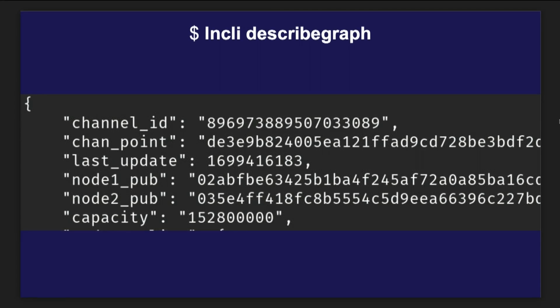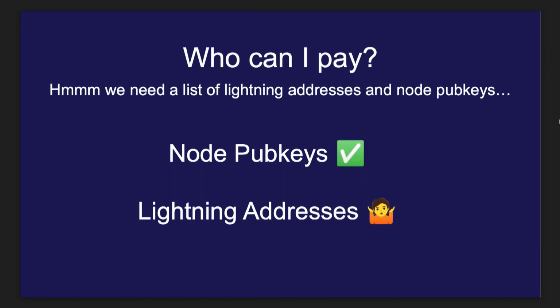So using this, I can aggregate a list of every node pub key on the network. And then with that, I can go further and check, do every one of these nodes accept keysend payments? So now I've created a list of a bunch of nodes. Let's talk Lightning addresses, because where are we going to find these?